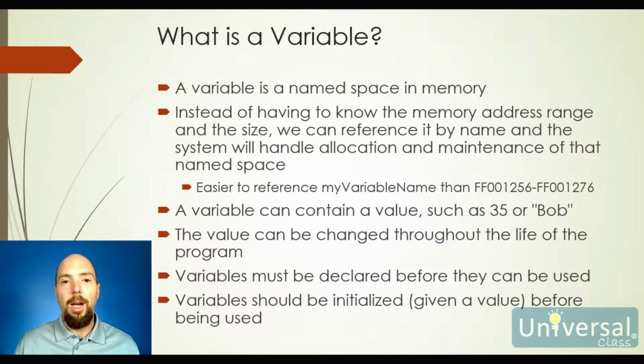Now a variable can contain a value, and the value is going to be something like a text string like Bob, or a number like 35. The value of a variable can change throughout the life of the program, but we have to declare the variable before we can actually use them. What that means is I have to tell the system that I'm going to create a new variable that is an integer data type. Here's the name of it, and then I'm going to give it some initial value, something like maybe 0 or 6 or something like that. But I actually have to state that that variable exists before I can try to use it later in the program.